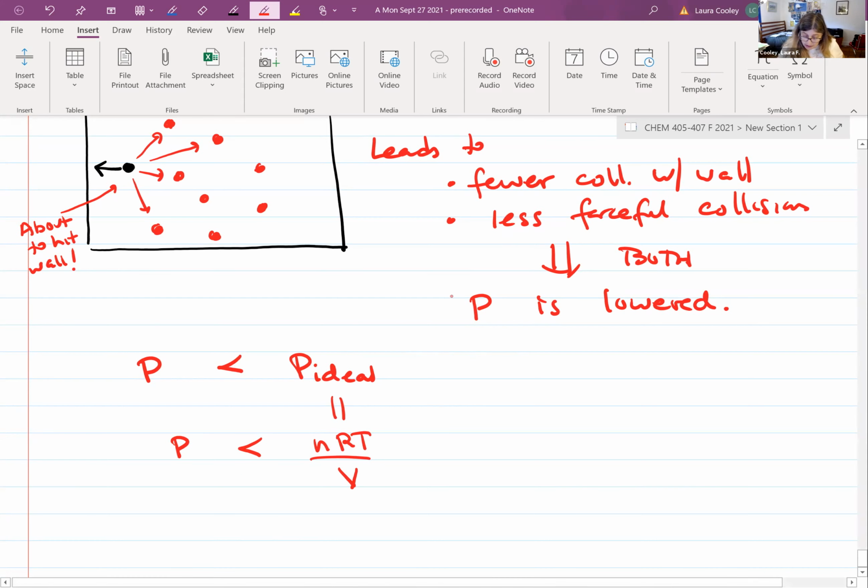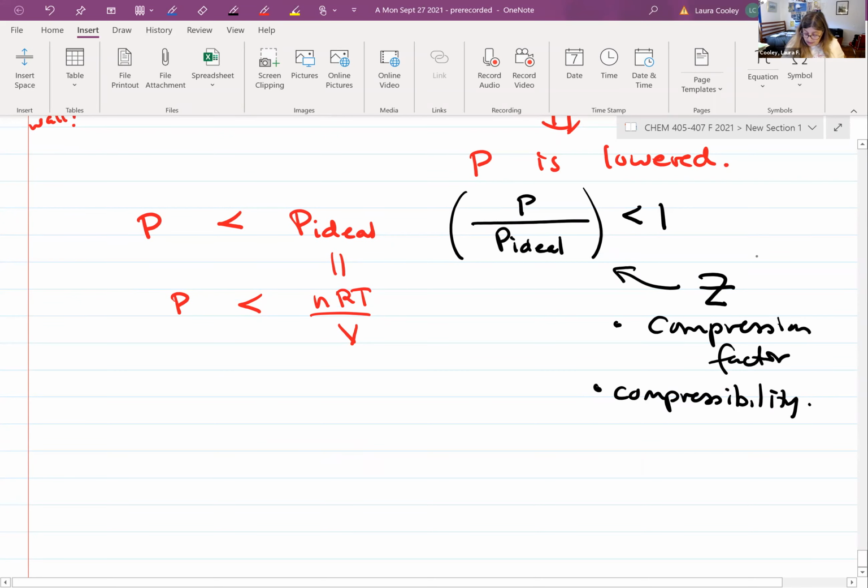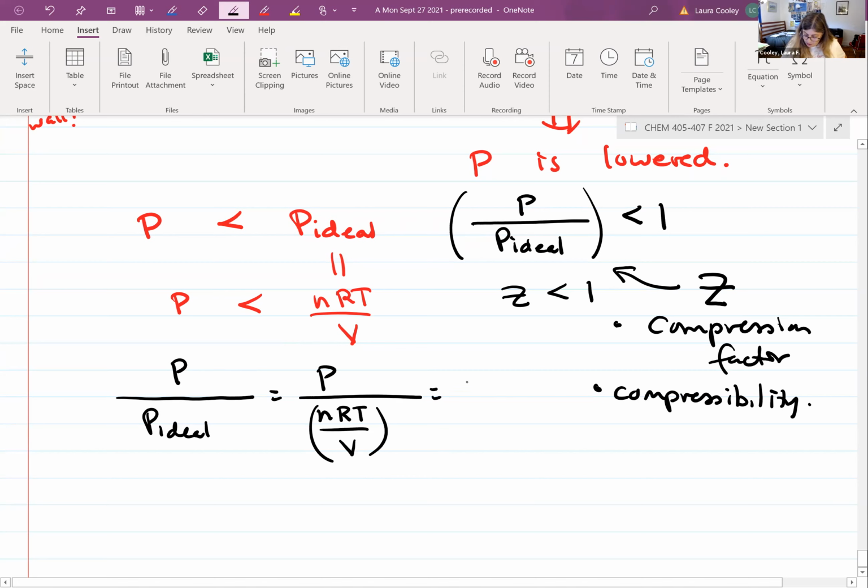By the way, if P is less than P ideal, then the ratio P over P ideal is less than 1. We actually give this ratio a name. We call this Z, the compression factor, or I usually call it the compressibility. So P less than P ideal means Z will be less than 1. If I take that ratio, P over P ideal, that's P over nRT over V, which is PV over nRT, and that will be less than 1.